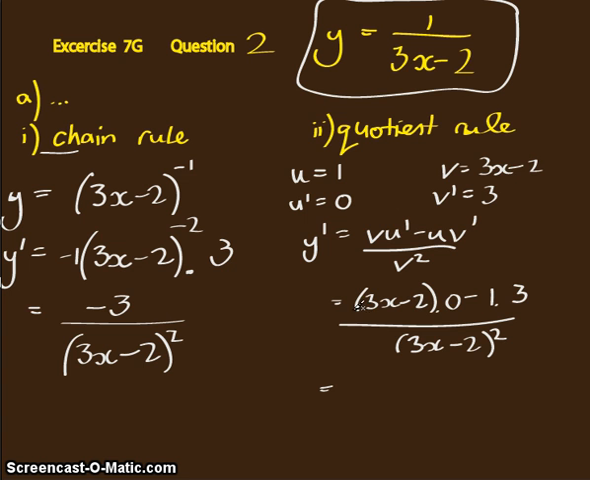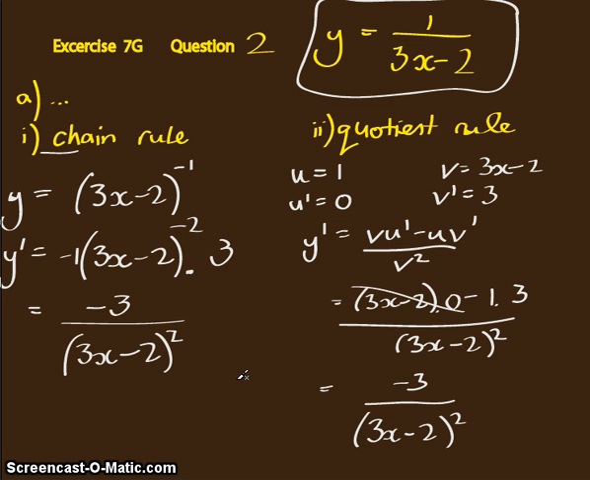What we have here is a bracketed amount times 0, so this whole piece here becomes 0. Minus 1 times 3 is minus 3, and the bottom piece stays exactly the same. As you can see here, we get exactly the same answer, slightly different process in the middle.